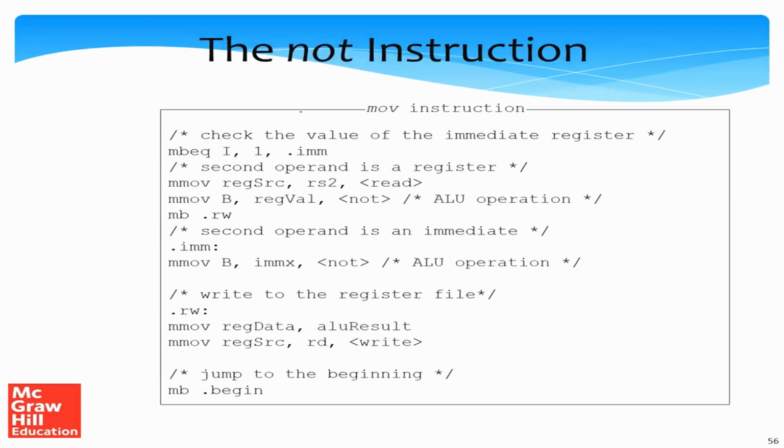Now let's take a look at the not instruction. A little bit of a problem here. This should be not. So here we do exactly the same thing, but we need to do a little bit more. So this is essentially a two address format instruction. But try to understand that all the programs are written more or less in a similar fashion, with a little bit of difference here and there. So what we do is we check the value of the immediate register. So we again compare it with 1. If the second operand is a register, we do something, otherwise we do something else.